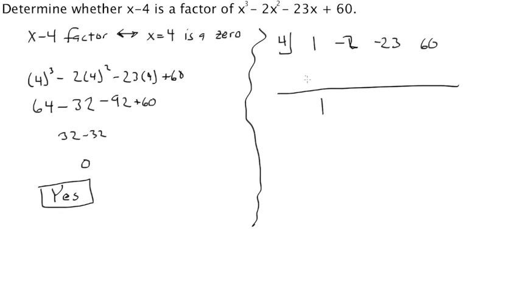Bring down the 1. 4 times 1 is 4. Negative 2 plus 4 is going to be 2. 2 times 4 is 8. Negative 23 plus 8, that's going to be negative 15. Negative 15 times 4 is negative 60. So negative 60 plus 60 is going to be 0. So either way you slice it, we conclude that yes, this is a factor of the polynomial.